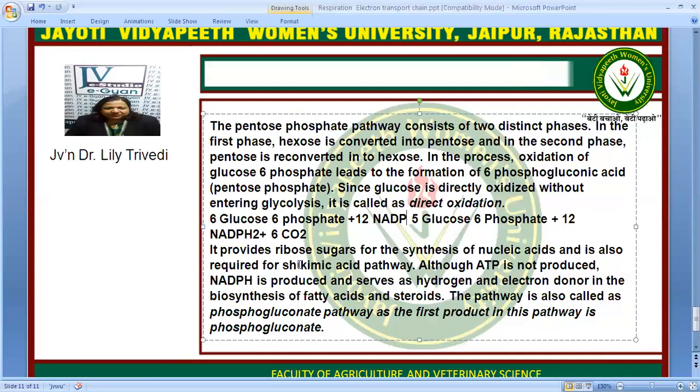Now it provides ribose sugars for the synthesis of nucleic acids and is also required for other pathways. So ATP is not produced, NADPH is produced, and that serves as a hydrogen and electron donor in the biosynthesis of fatty acids and steroids. This pathway is also called the phosphogluconate pathway, as the first product in this pathway is phosphogluconate.